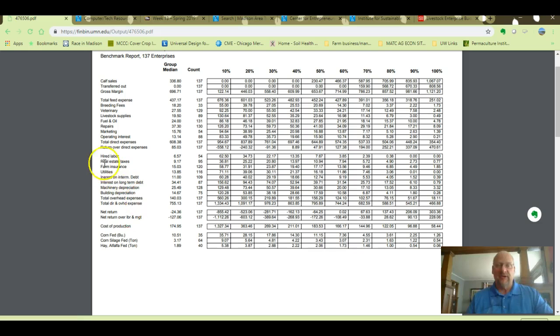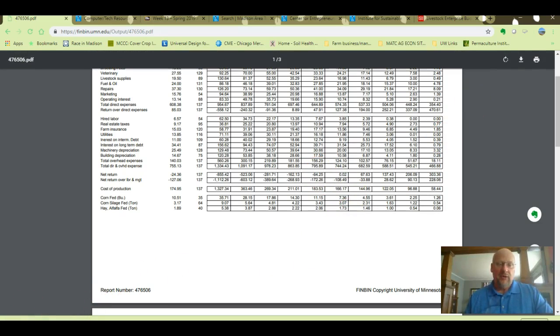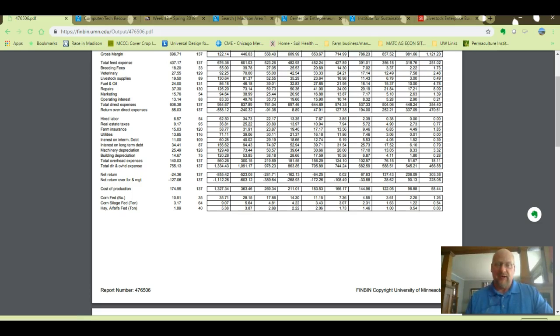So we can take a look at where these costs are grouped out and what the differences are between those kinds of farms. Okay, well, play around with this for a bit, and if you have any questions, as always, feel free to contact me. We'll keep playing with this for the rest of the semester.